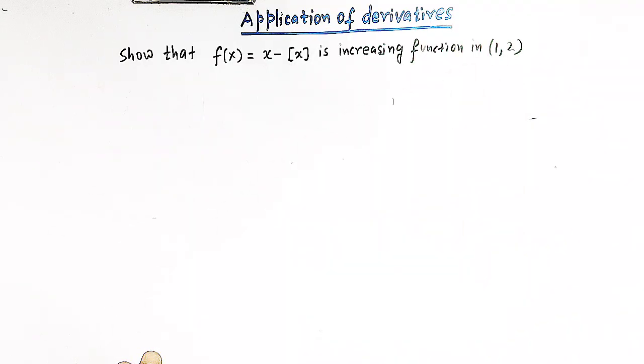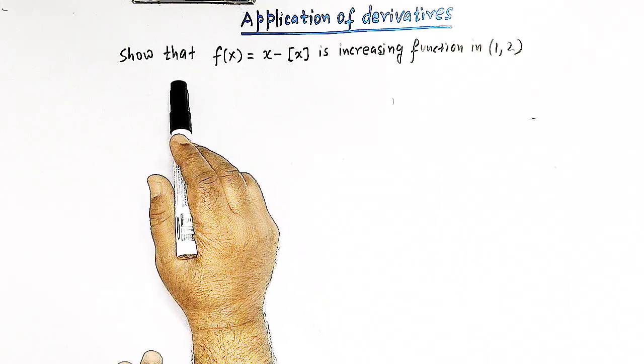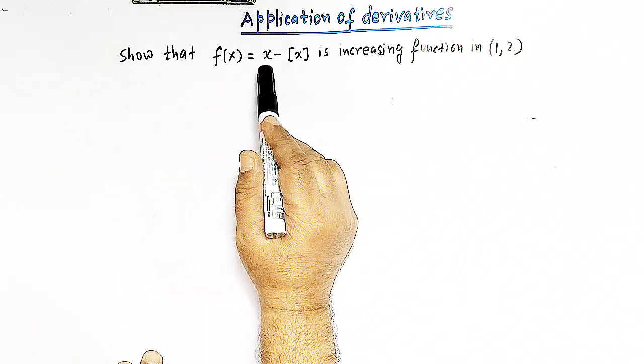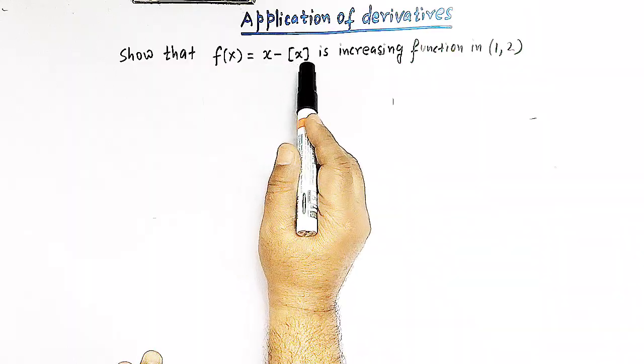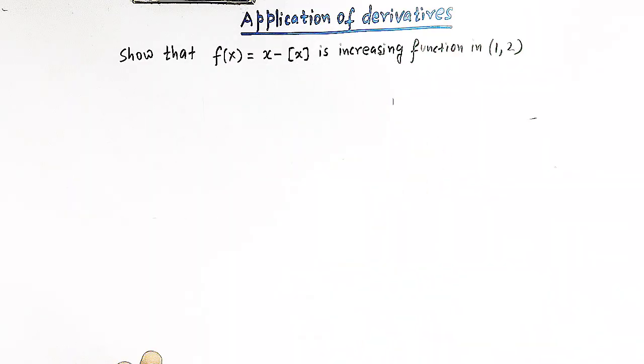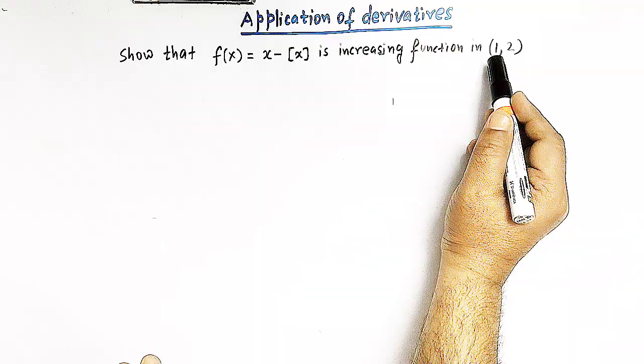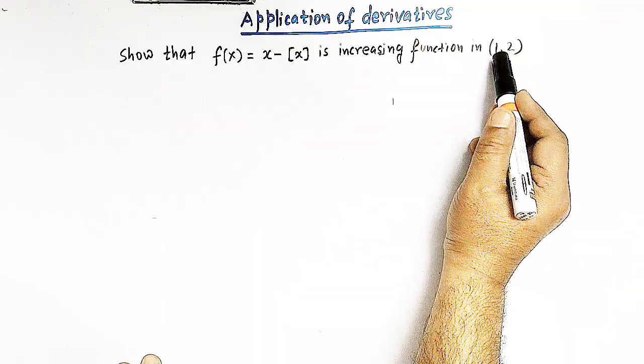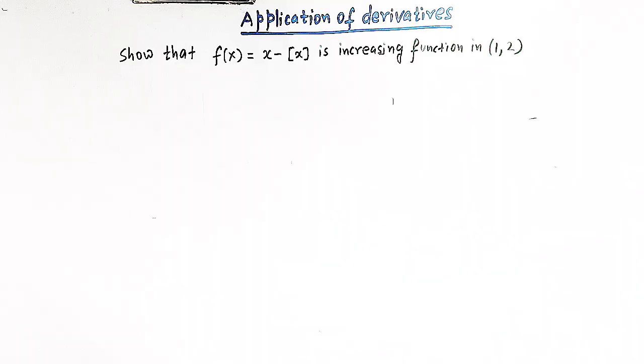So here we have to prove that the function f of x, which is the difference of x and the greatest integer of x, is an increasing function for all x belonging to this interval, that is 1 comma 2. So let us start.